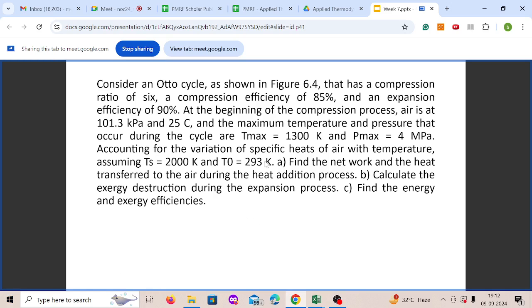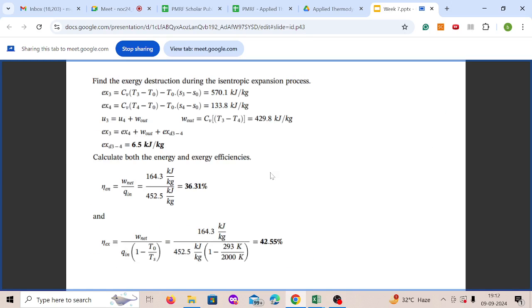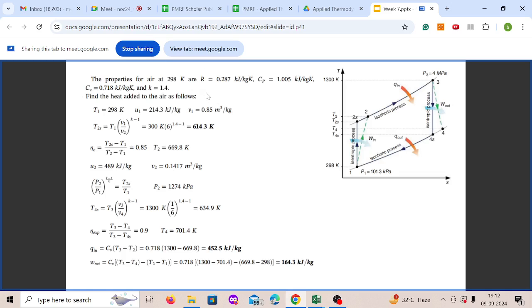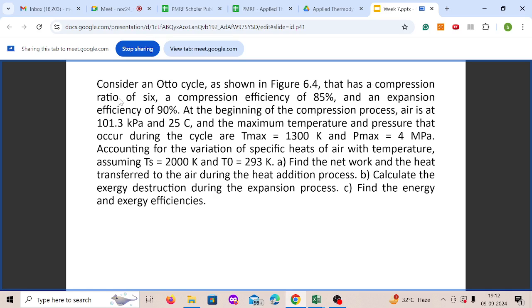So this is the final problem which I have prepared for today. We'll do an exergy balance of an Otto cycle. Consider an Otto cycle as shown in the figure that has a compression ratio of 6, a compression efficiency of 85% and an expansion efficiency of 90%. At the beginning of the compression process, air is at 101.3 kilopascal and 25 degrees Celsius, and the maximum temperature and pressure that occur during the cycle are Tmax 1300 Kelvin and Pmax of 4 megapascal.